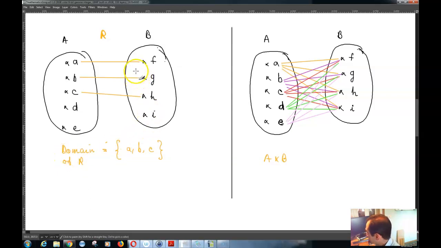Now, the definition number 4, we said that the set of all second elements in the relation R from a set A to a set B is called the range of the relation R. So what that means is that, again, the set of all second elements in a relation R from a set A to a set B is called the range of the relation R. So now what that means is that I can say the range of R is equal to F, G, and H.